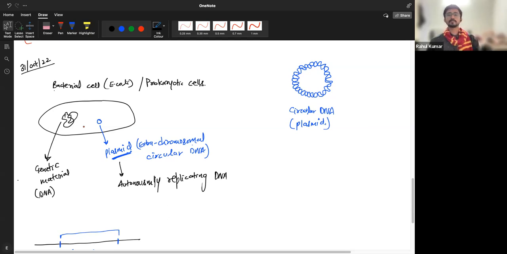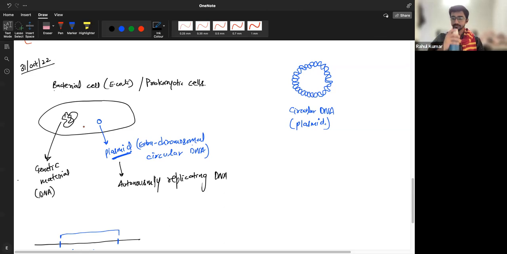Any idea? You have to make multiple copies of the gene. How can you do that? How can a gene be cloned? We are not making RNA from the DNA. We are making the gene, the DNA copies itself. How will you make multiple copies of the sequence in anything, like in the cell? Any idea?